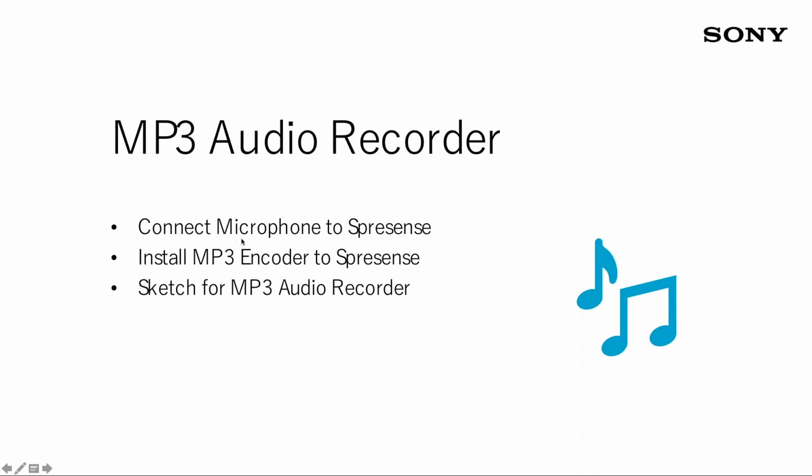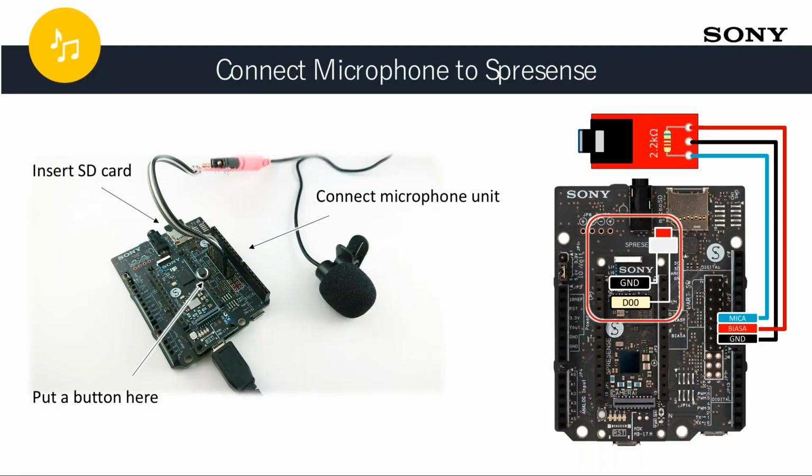So, okay, recorder. What we are covering in this one is, we need to connect a microphone here, and then we need to install what? We need the encoder. This is recording, so we need the encoder. And then I will show you the sketch for the recorder. I'll show you now the connection, how you connect your microphone. To connect your microphone, these are the pins. It is simple.